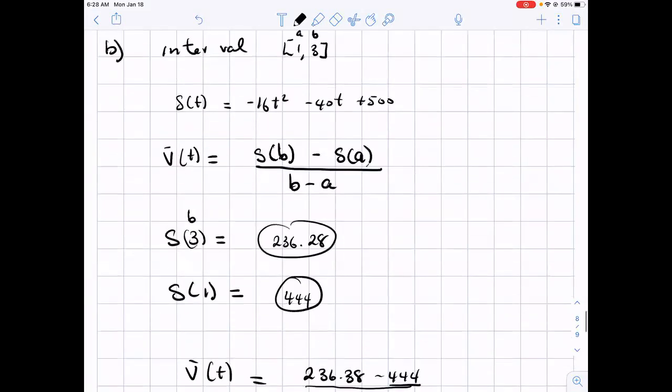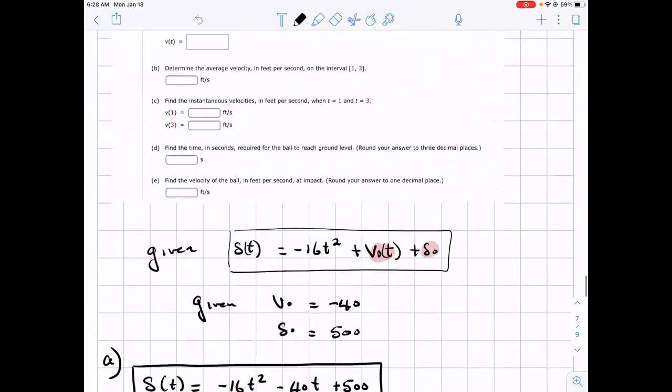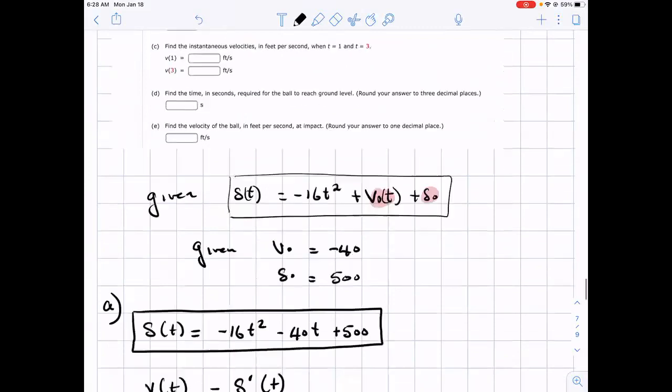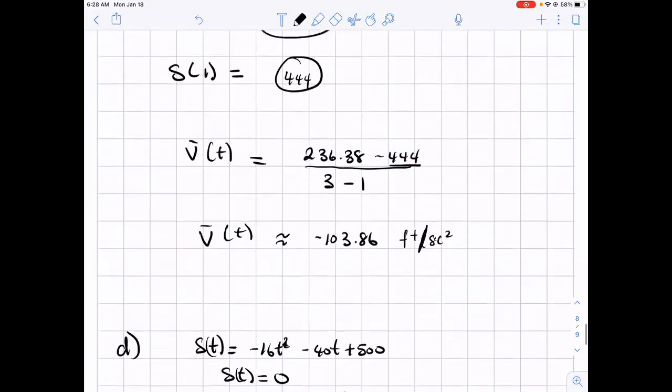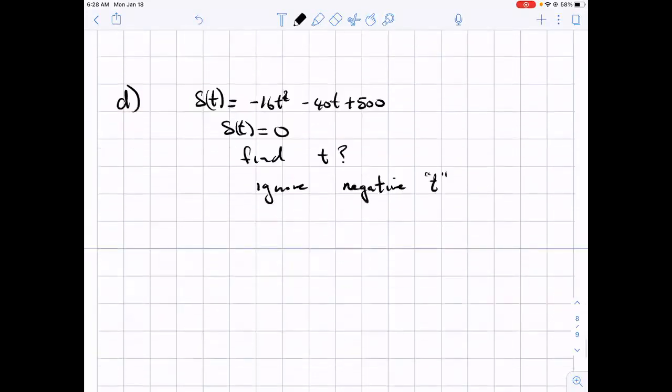And then for part E, find the velocity at impact. So you're basically solving the v of t function, which is minus 32t minus 40, equal to 0. And that will give you your results for part D and part E. I hope this helped you, and let me know if you have any other questions.